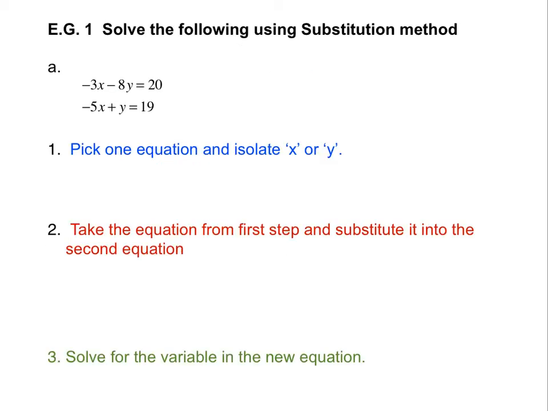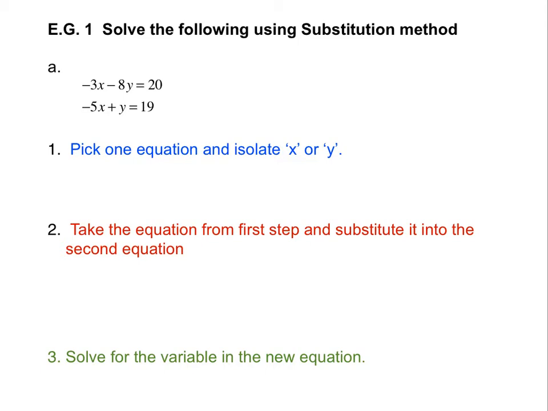We're going to look at 2 examples, and please take the time to record everything that you're about to see here so that you have that in your notes. The first example is the system negative 3x minus 8y equals 20 and negative 5x plus y equals 19. In the first step of the 4-step process, what we're going to want to do is isolate one of the variables. So if you look at what we're starting with, we don't really have a variable isolated yet. We don't have an x equals or a y equals anywhere.